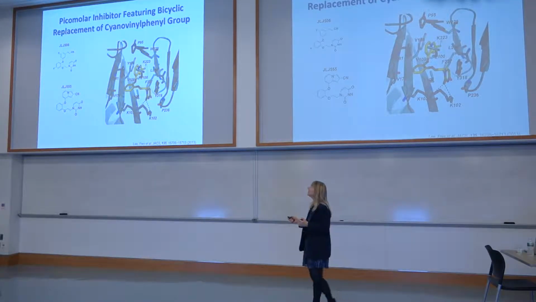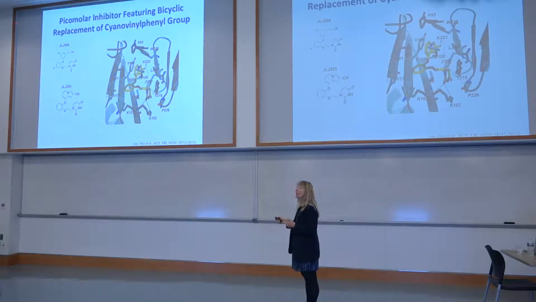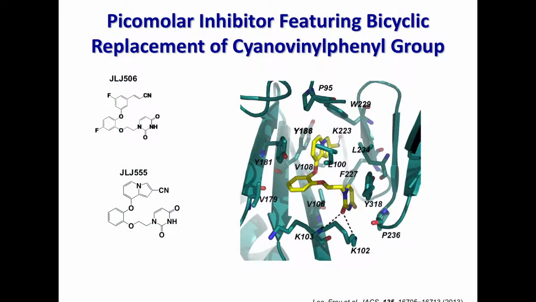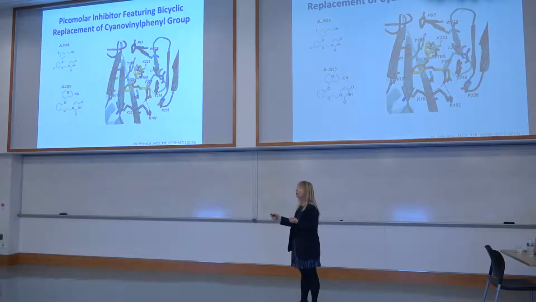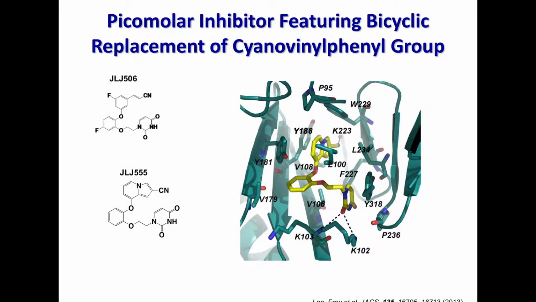One of the things that we have done is we wanted to think about getting rid of this cyanovinyl group, because that's an alpha-beta unsaturated compound that could potentially serve as a Michael acceptor. What we would not want to happen is a nucleophile reacting here and covalently modifying the protein. So we found that we could change this to this indolizine type structure, and that still binds very nicely into the active site, and we still maintain our picomolar inhibition of the enzyme.